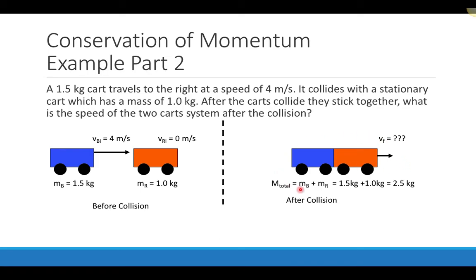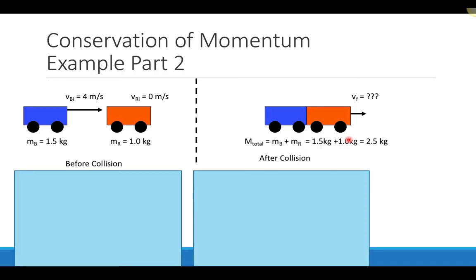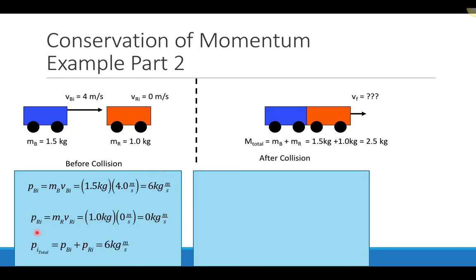If this is a system that is stuck together, I can think about this as having one big mass associated with it, which is just the addition of the two masses, 1.5 and 1, which gives me 2.5, and then that system has some final velocity. So let's see how we can approach that. Just like before, we can figure out what the initial momentum of the system is. The blue cart's mass times its velocity is 6, just like before. The red cart has 0 initial momentum, and the total initial momentum is still 6. So the initial conditions for this question did not change compared to the last question.